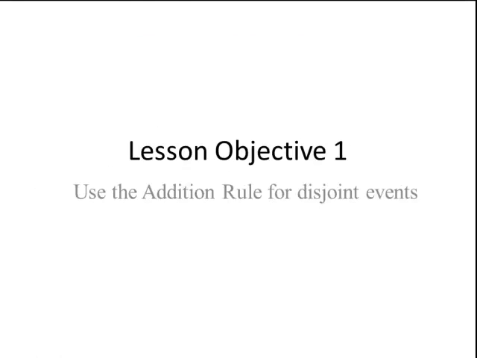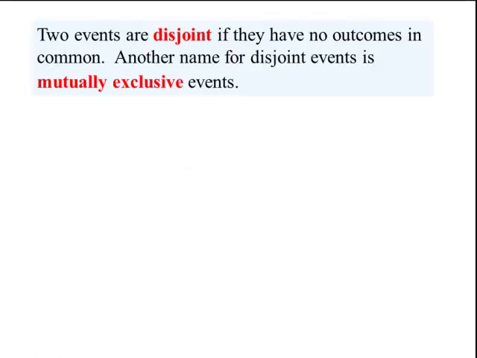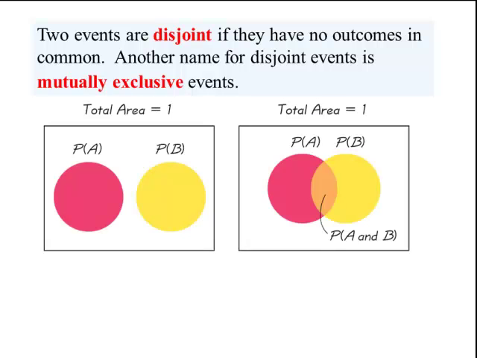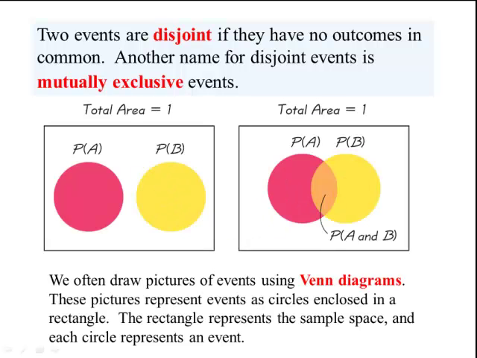Lesson objective number 1. Two events are disjoint if they have no outcomes in common. Another name for disjoint events is mutually exclusive events. These two pictures here are known as Venn diagrams. This illustrates the probability of event A happening. This is the probability of event B, and this is the sample space, which of course has a total area equal to 1. This is an example of two events that are disjoint. This is an example of two events that are not disjoint.